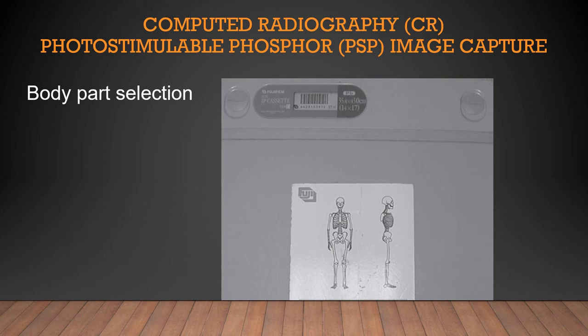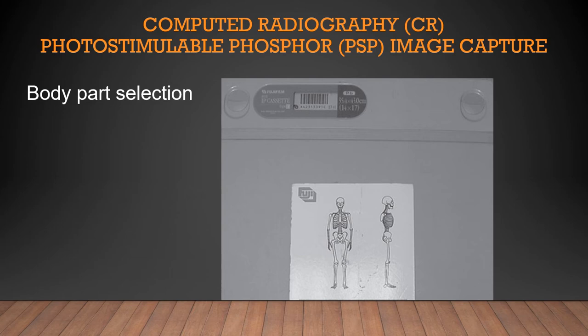So when I'm using a CR or PSP system, I have to select the body part. Prior to or post exposure, I need to write on the cassette with an erasable marker so that I know what I x-rayed. So I'm going to say that I'm x-raying this right hand, and this is my lateral x-ray. Then I'm going to process it and erase it. And then I'm going to grab this cassette again after it's erased and say, okay, I'm going to do a skull x-ray, and this is my AP skull x-ray. I'm going to process it, and then I'm going to erase it.